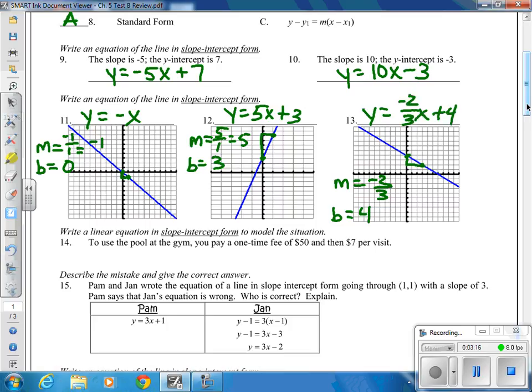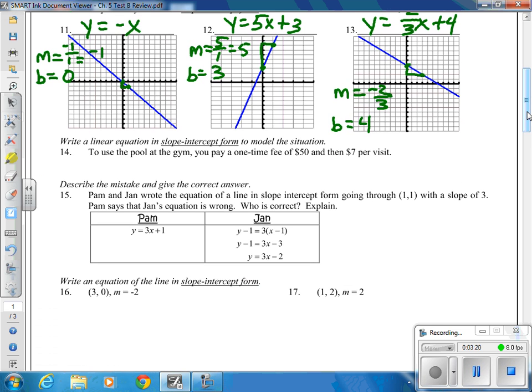Okay, and again, it's all based on that m and b. If you can find those pieces, then the equation is really easy to write. For number 14, you want to write an equation in slope-intercept form to model this situation, so we do need to have y's and x's. Right? Start with the actual situation first and then put in the variables.